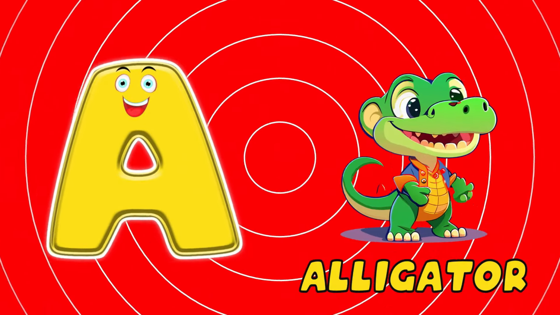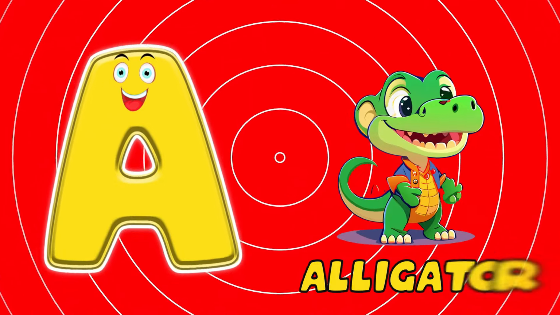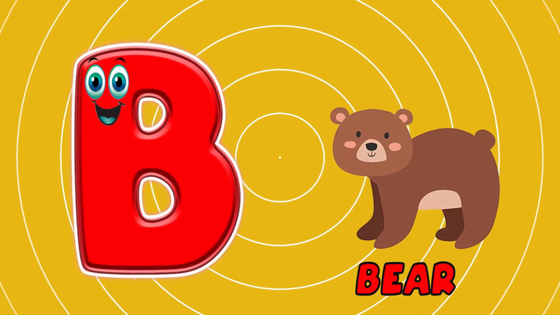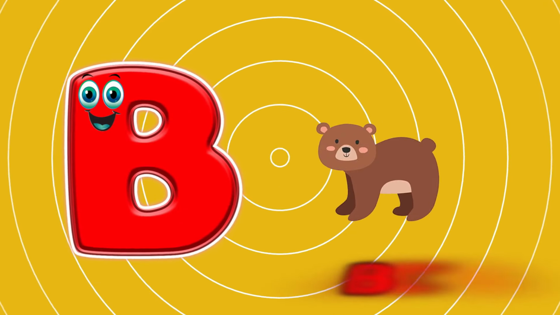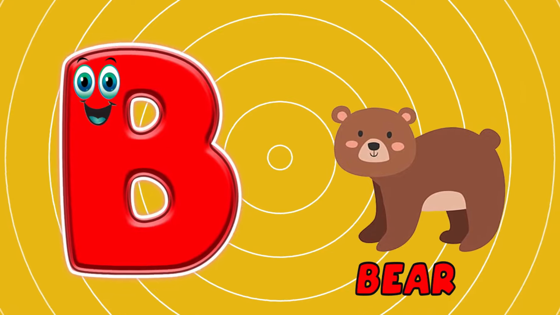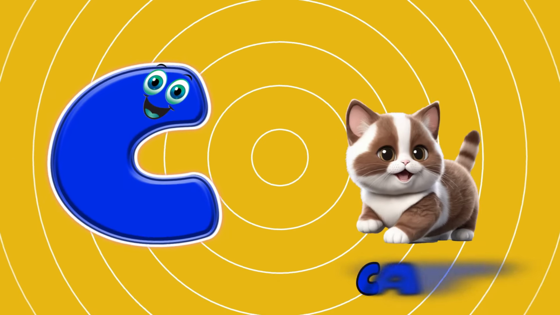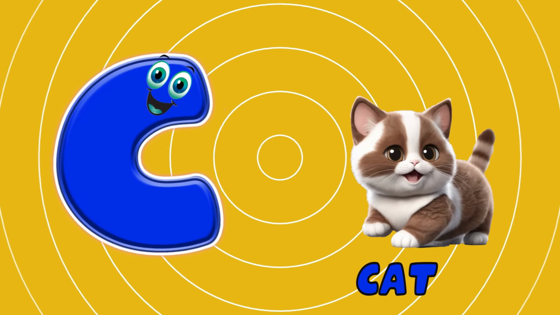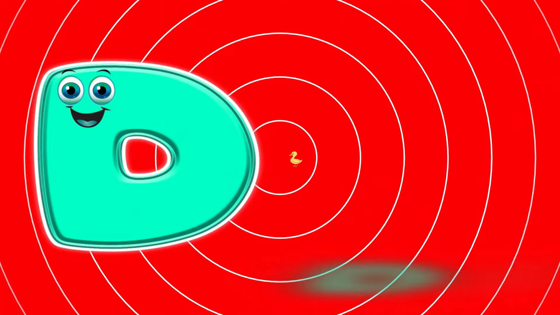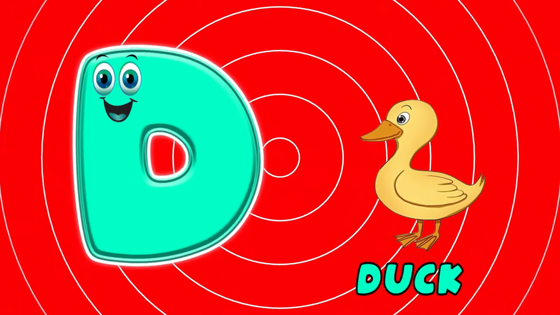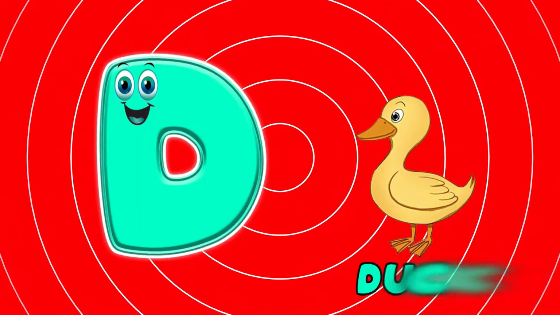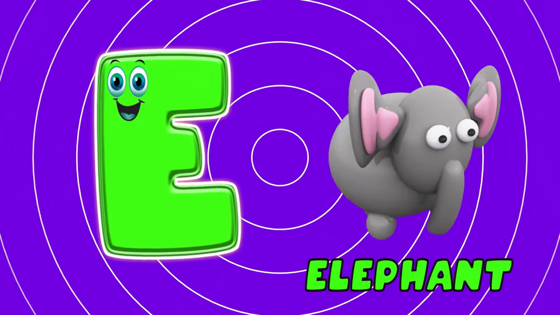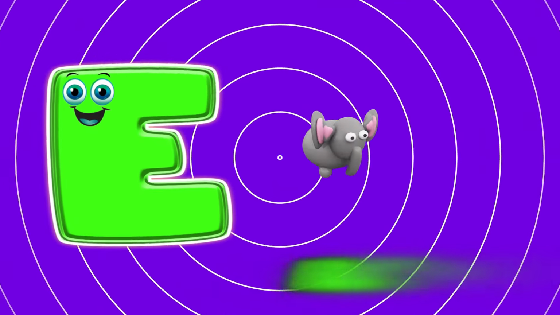A is for alligator, alligator. B is for bear. C is for cat, c, c, cat. D is for duck, d, d, duck. E is for elephant, e, e, elephant.